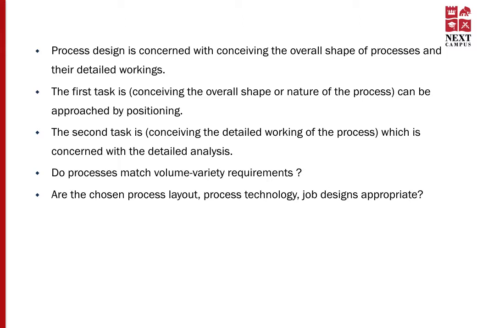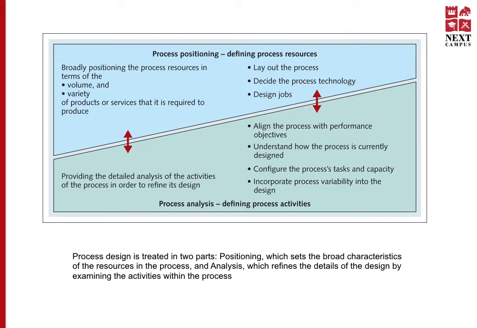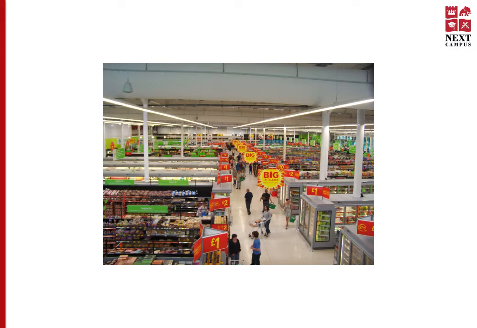So, what is important is to question whether processes match volume variety requirements. Are the selected process layout, process technology, and job designs appropriate? Process design is treated in two parts. The first part is positioning, which sets the broad characteristics of the resources in the process. And the second part is the analysis, which refines the details of the design by examining the activities within the process.